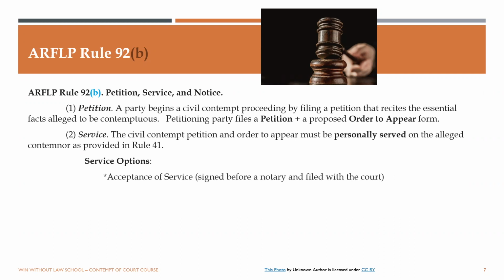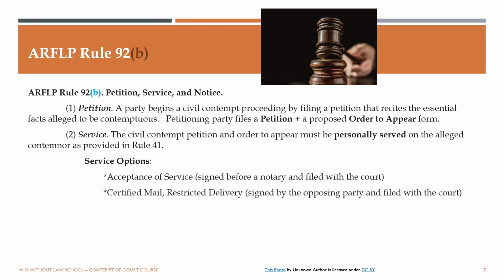Now, here are your service options under Rule 90 or Rule 41. You can do an acceptance of service. That means you need to meet with the other side before a notary public, provide them with a copy of your petition and proposed order to appear, and then have them sign the acceptance of service before a notary and then file the acceptance of service with the court. It may be hard to accomplish that. If the other side is represented by a lawyer, you can ask their lawyer to sign the acceptance of service.